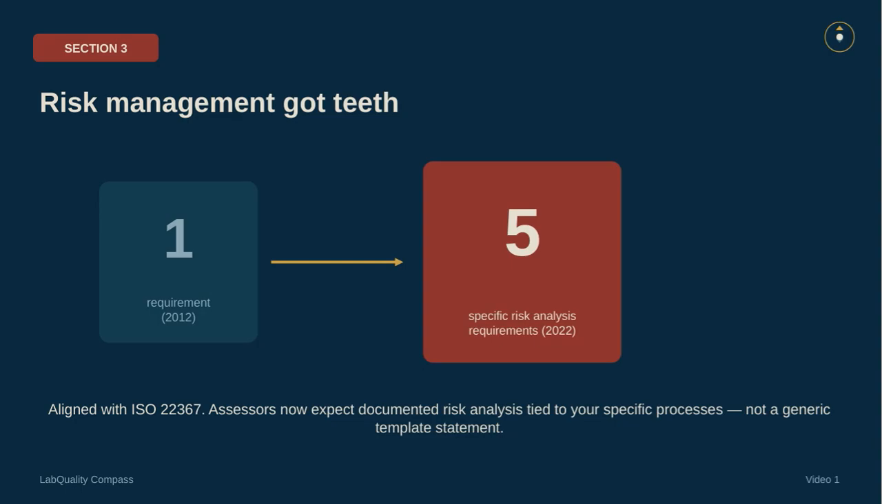Let's talk about risk management. It's no longer just a checkbox exercise. The Lab Quality Compass aligns with ISO 22367, meaning assessors want to see risk analysis that's specific to your actual processes. Generic templates won't cut it anymore. Since 2012, the requirements have evolved. By 2022, there are 5 key requirements, compared to just one before. Risk management has really gained teeth, and this section shows us how to meet those expectations.